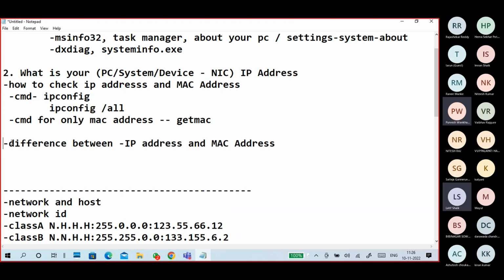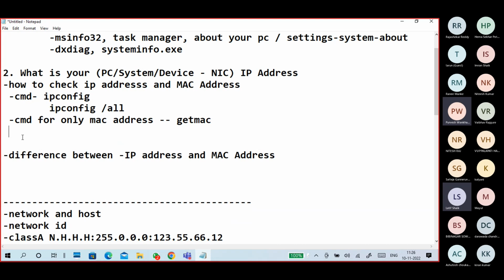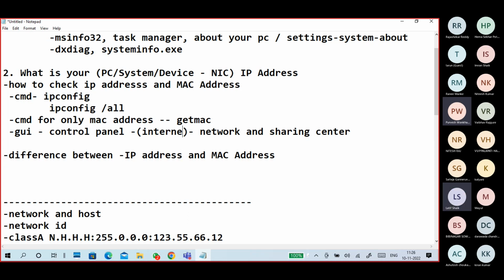Yeah, this is the question, right? What is the difference between IP address and MAC address? So another way of finding an IP address and MAC address is, in the GUI, go to Control Panel, Network and Sharing Center. Sometimes there is one there, that is Internet.